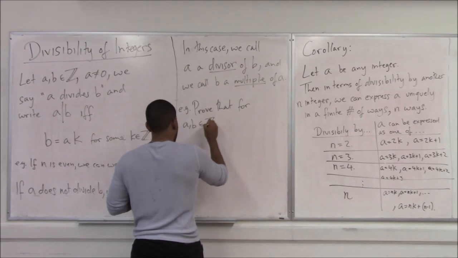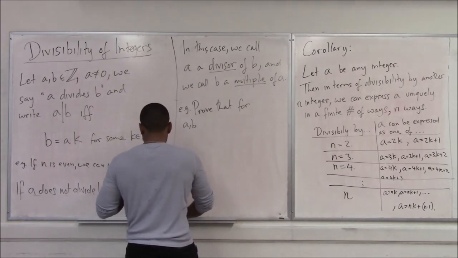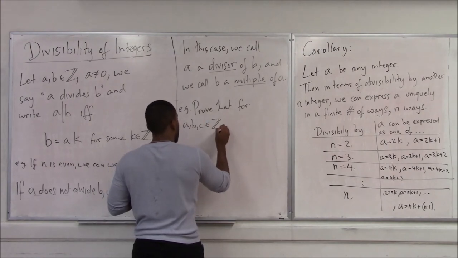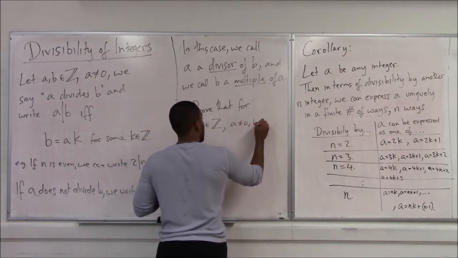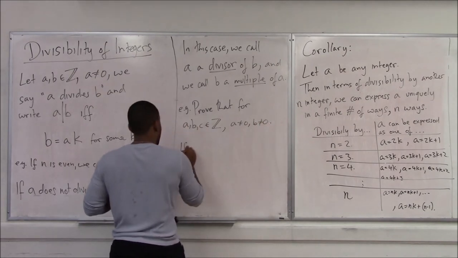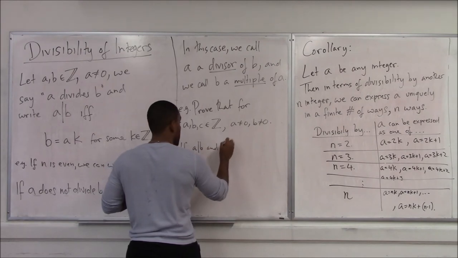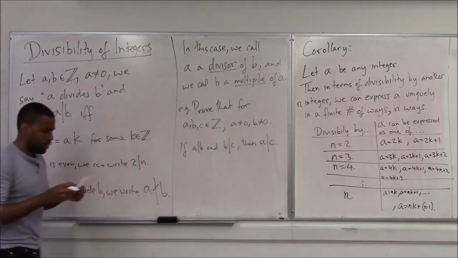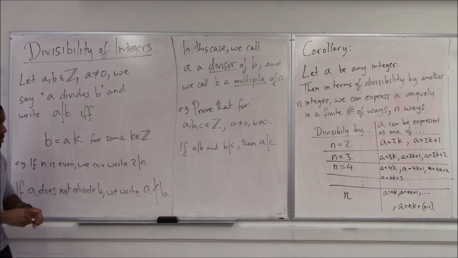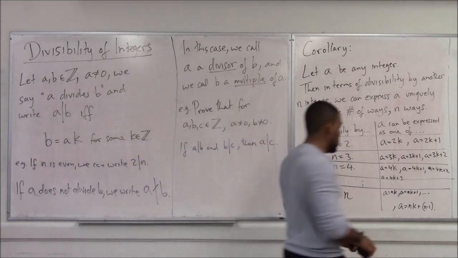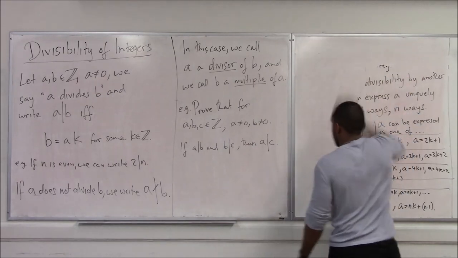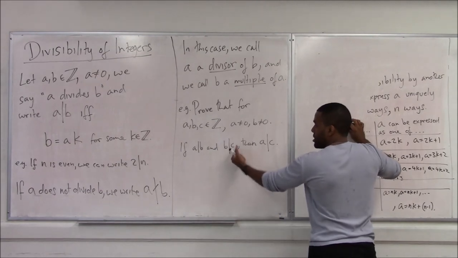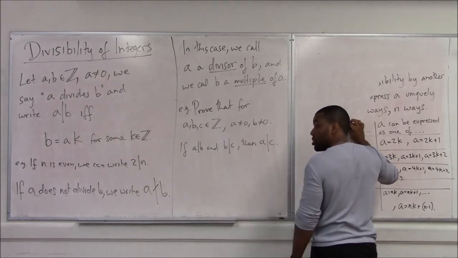For integers a, b, and c, where a is not 0 and b is not 0, if a divides b and b divides c, then a divides c. In language that we'll talk about later, this is to say that divisibility by non-zero integers is transitive. We'll talk about that language more in chapter 8. So if your A divides into B with no remainder and your B divides into C with no remainder, then ultimately your A will divide into C with no remainder.